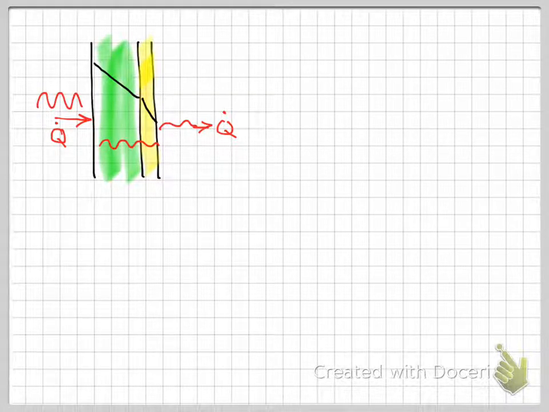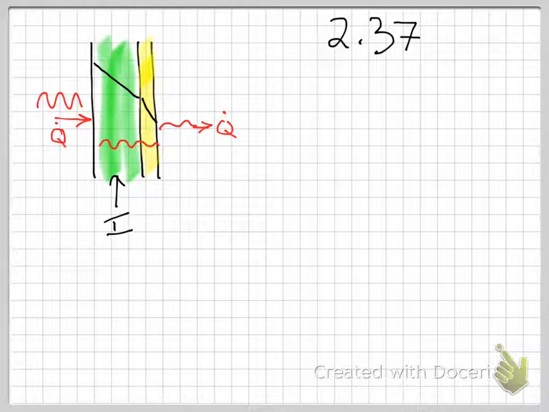In this video, we're going to solve problem 2.37 from our text. This problem is one of conduction through different surfaces. It reads that a composite plane wall consists of a 3-inch layer of insulation.